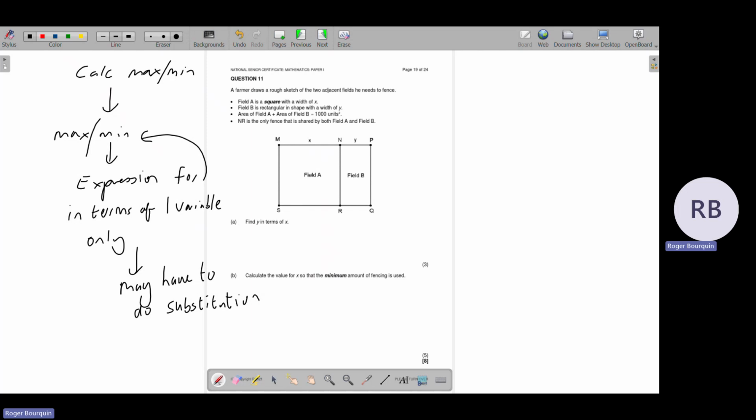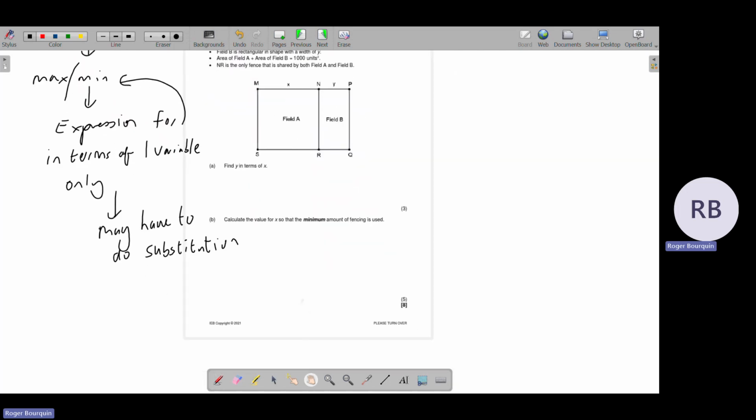If you're asked to maximize whatever volume, you can't have an expression for volume with x's and y's in it. So they must give you some other information, which lets you substitute in, so that you only end up with whatever you're trying to maximize in terms of one letter only.